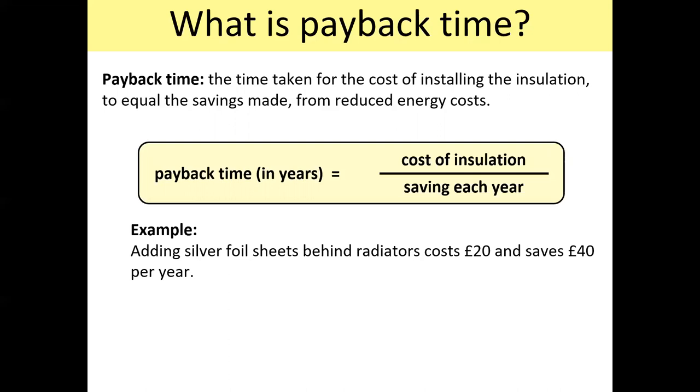So with the example of the silver foil sheets that are put behind radiators, these sheets cost £20 and they usually save a homeowner £40 per year in their energy bills. So the payback time would be calculated by saying £20, which is the cost of the insulation, divided by £40, which is the saving made each year. So the payback time would be 0.5 years or 6 months. So after 6 months, any savings that you have made to your energy costs have covered the cost of purchasing and installing that type of insulation. After 6 months, you're going to be making money because you are going to be saving money on your energy bill.